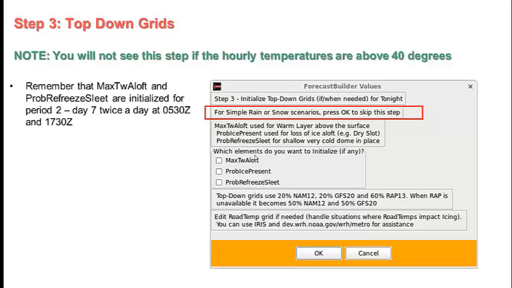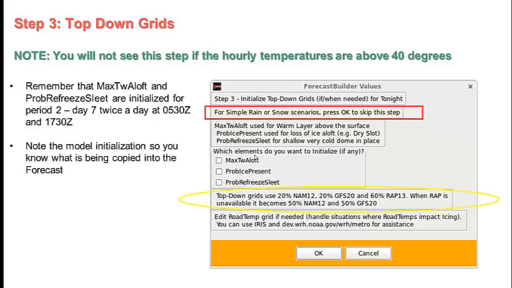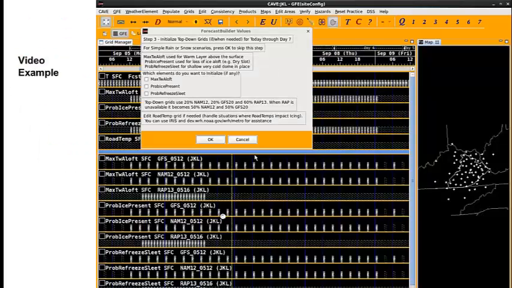And remember that the max wet bubble aloft and the prob refreeze sleet are initialized as part of the process for periods 2 through day 7, twice a day at 5:30Z and 17:30Z. And note the model initialization, so you know what's being copied into the forecast database.